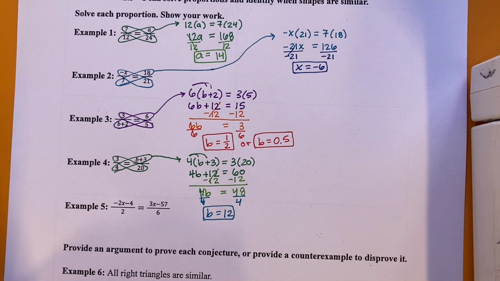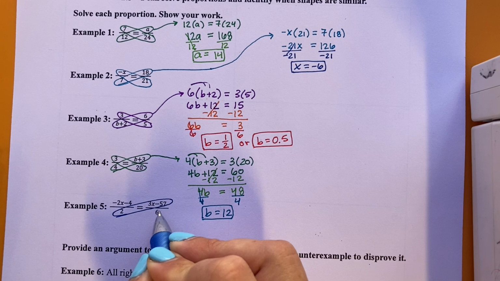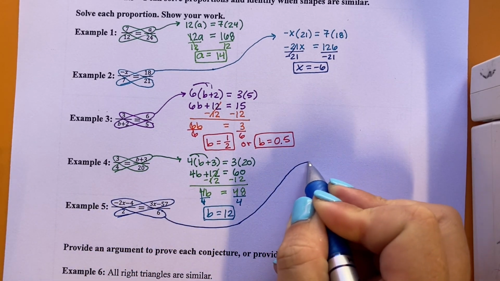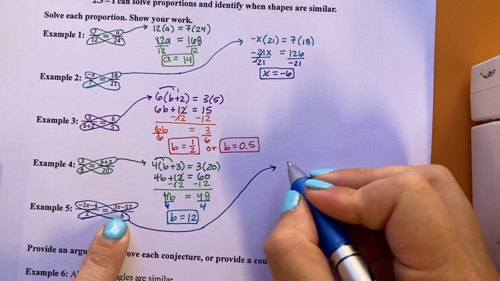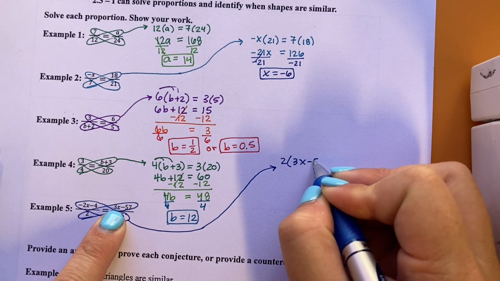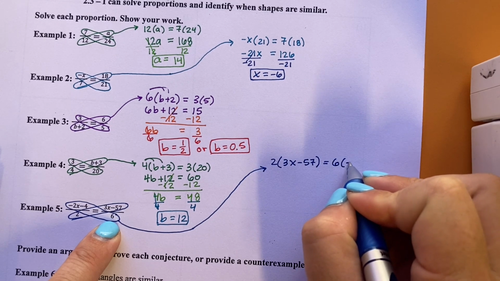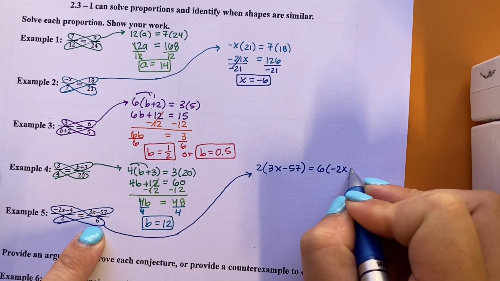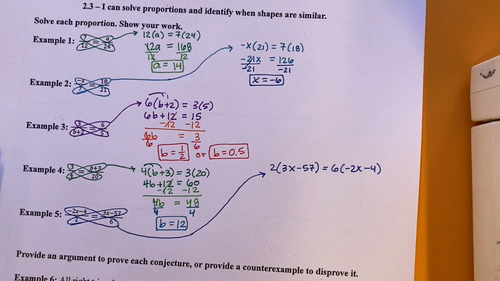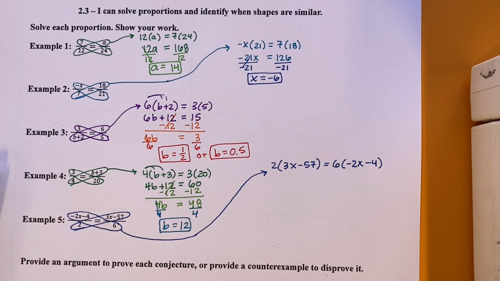48 divided by 4 is a 12. Example 5, we cross multiply. I'll bring it over here so I have more room. I have 2 being multiplied by 3x minus 57. And then I have a 6 being multiplied by negative 2x minus 4. So this is the most difficult one that you could get with a proportion. Okay, so I have it set up.